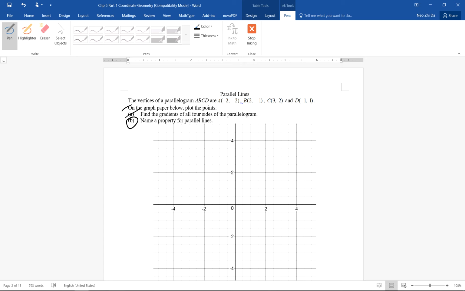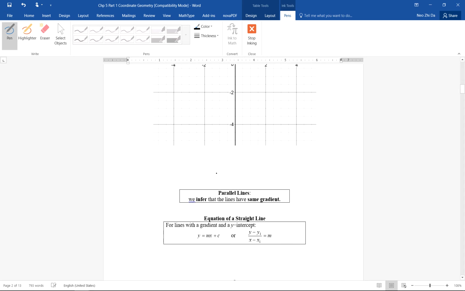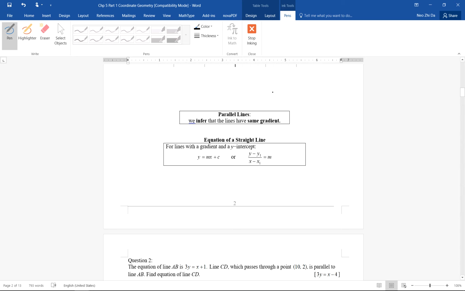What's the property? I think by now you should observe that for parallel lines, the gradient will be the same. So same gradient, parallel lines. You've got to remember this. So parallel lines, we infer that it's the same gradient.